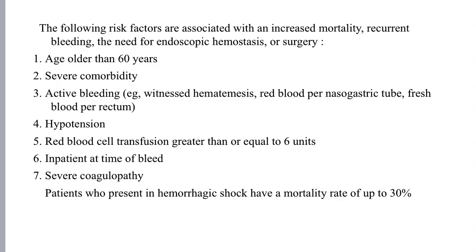إذا patient كان hypotension, red blood cell transfusion greater than or equal to 6 units. إذا بدينا نعطي blood transfusion وزاد من 6 فما فوق، فهذا patient ضمن الهاي ريسك جروب. Inpatient at time of bleeding يعني خصوصا ذول جماعة intensive care unit, and severe coagulopathy. إذا patient كان عنده severe coagulopathy يعني either congenital or iatrogenic، بالأخص إذا كان ياخذ anticoagulant therapy. Patient who presents in hemorrhagic shock has a mortality rate of up to 30%.